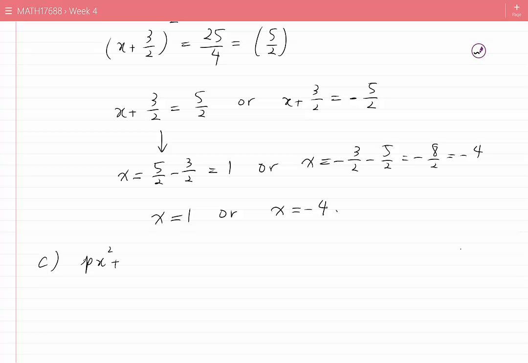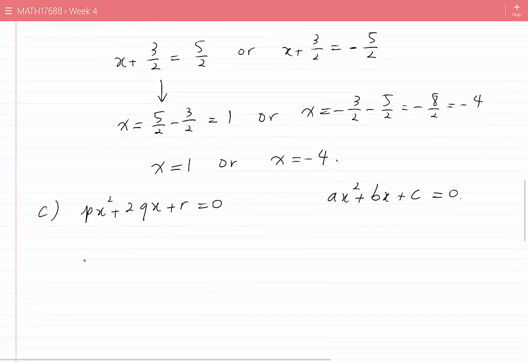px squared plus 2qx plus r is equal to 0. This is very similar to the general equation, which is ax squared plus bx plus c is equal to 0. However, because of the difference in the way that the coefficient of x is shown, in this case the existence of the coefficient of 2, and in this case just a b, we will see that the final quadratic formula will have a different appearance. One would say that in the case of this equation, the quadratic formula would look simpler.